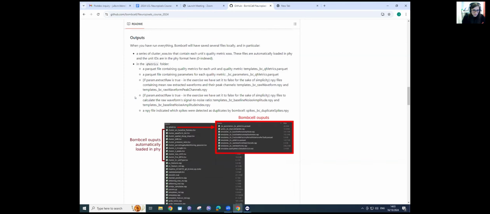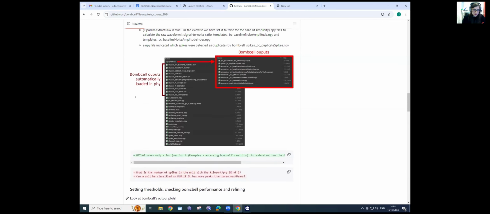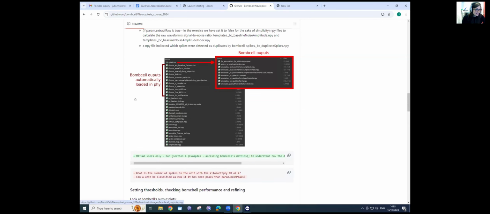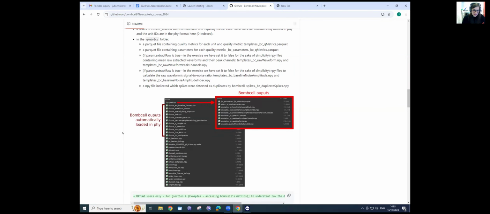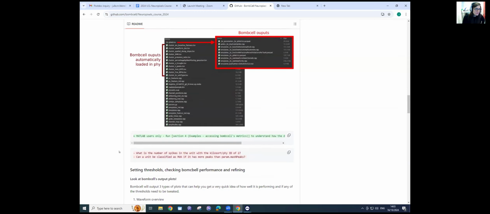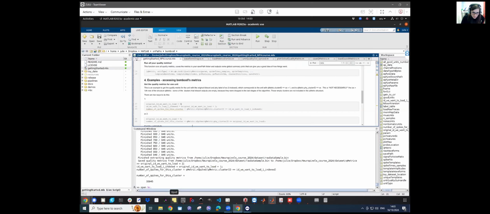So to start out, you hopefully ran Bombcell successfully if you were in MATLAB. After this, there were just a few questions to assess if you understood how to access the data outputted by Bombcell and how it was working. So the first one is, what is the number of spikes in the unit with the Kilosort or Phy ID of 2?